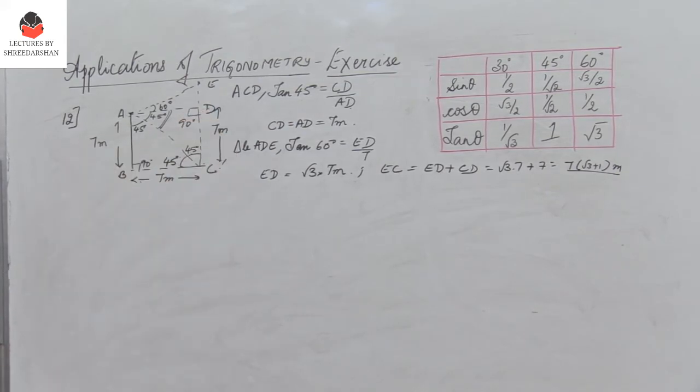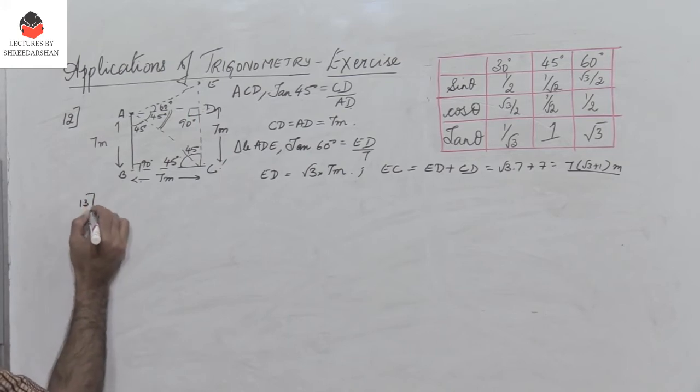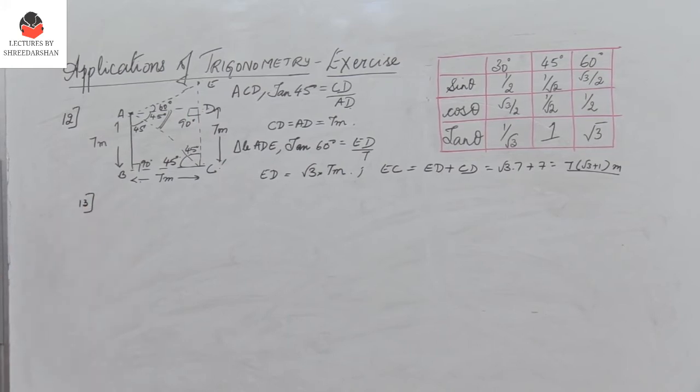Next, moving on, the 13th problem. Observe from the top of a 75-meter high lighthouse, from the sea level, the angles of depression of two ships are 30 as well as 45 degrees. If one ship is exactly behind the other on the same line of the lighthouse, we need to find the distance of those two ships.